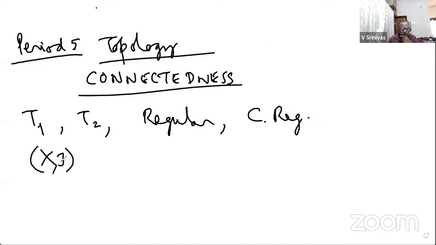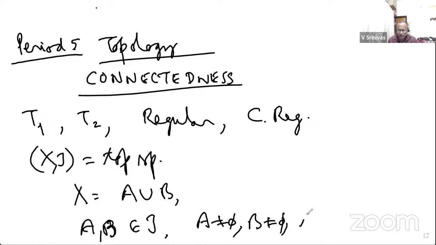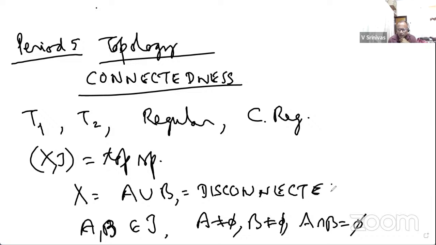Let X be a topological space. If X can be written as capital A union capital B, where A and B come from the topology tau, and they are non-empty, A is non-empty and B is also non-empty, and their intersection is empty, then we say X is disconnected. Whenever we can write a topological space X as a union of 2 disjoint non-empty open sets, that space is called a disconnected topological space. Otherwise, we say it is a connected space. Whenever it is not a disconnected space, we say it is a connected space.